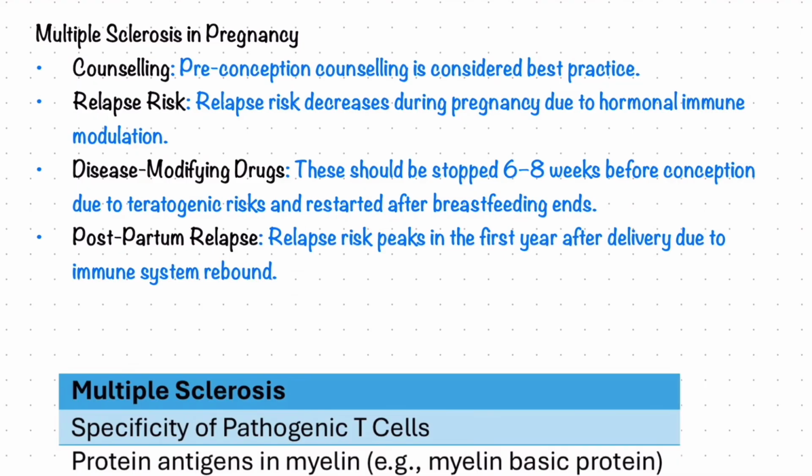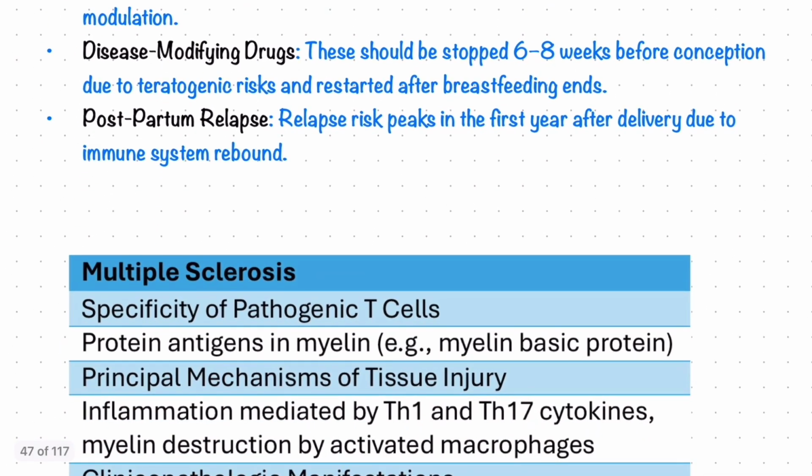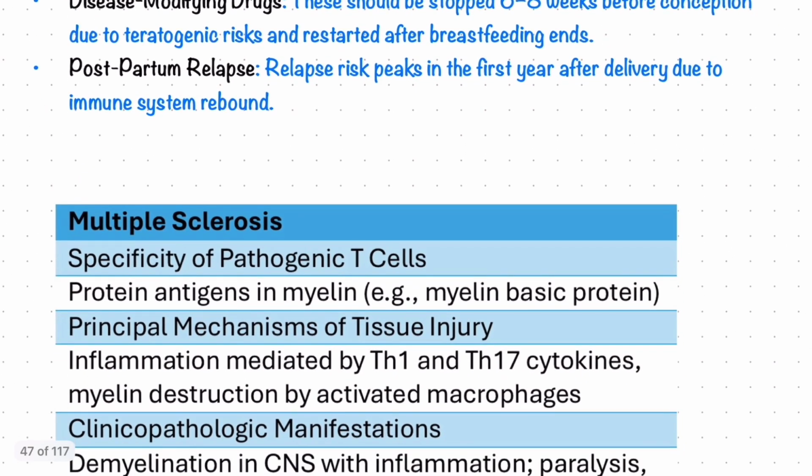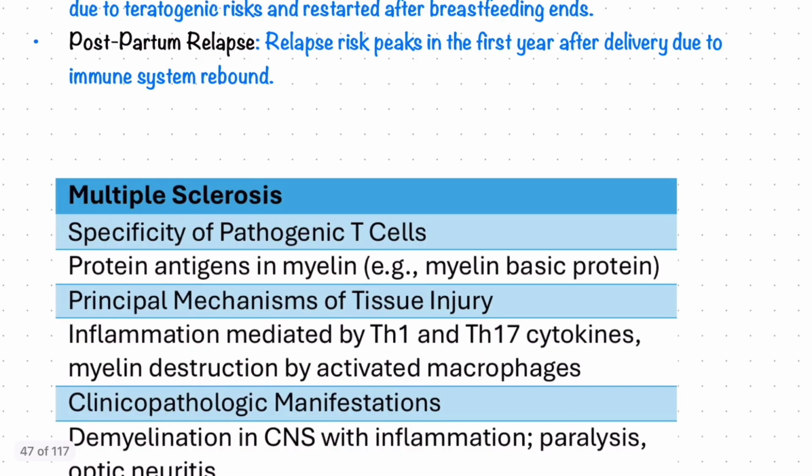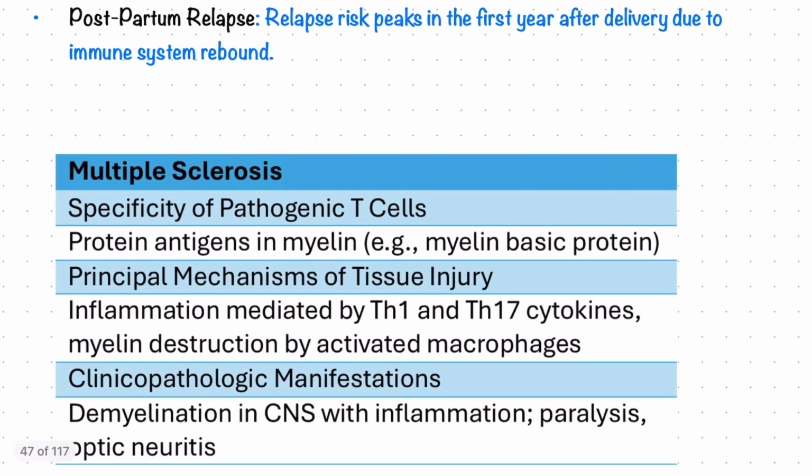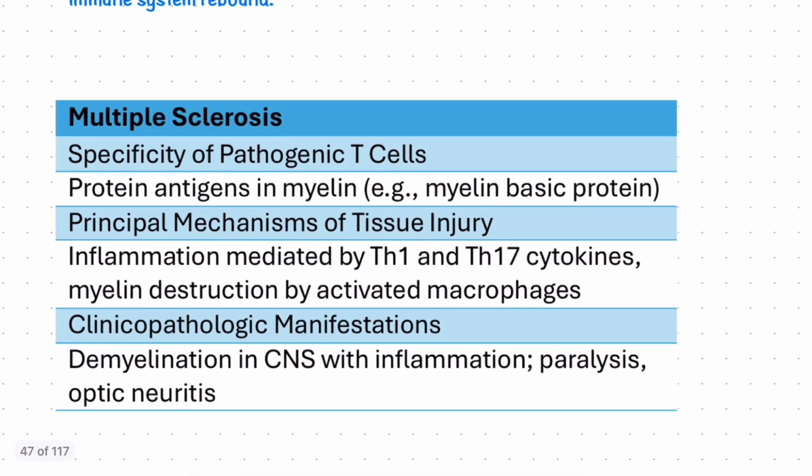Let us just look at the important pointers that we saw in MS. So, specificity of pathogenic T cells is to protein antigens in myelin, which are myelin basic proteins. Then, the principal mechanism of tissue injury is the inflammation mediated by Th1 and Th17 cytokines, which cause myelin destruction by activated macrophages. Then, clinicopathologic manifestations include demyelination of the CNS with inflammation, paralysis, optic neuritis being a very common symptom.